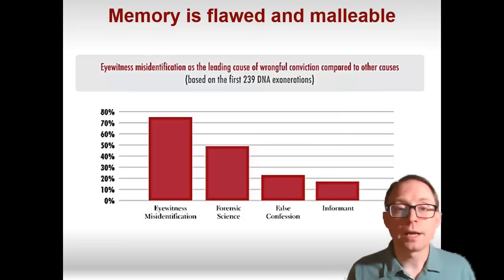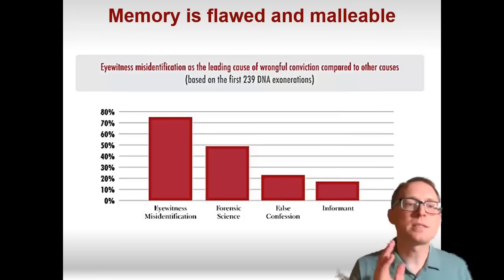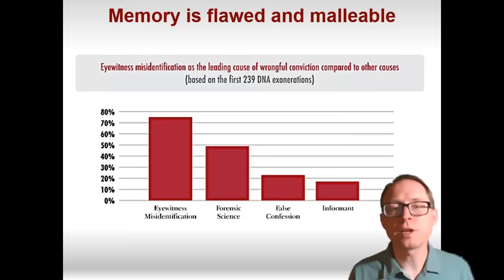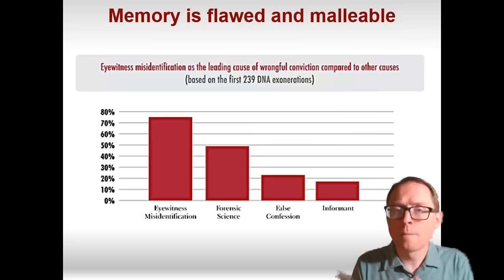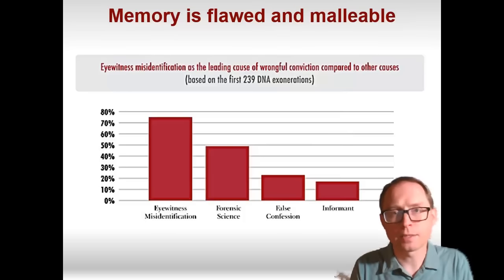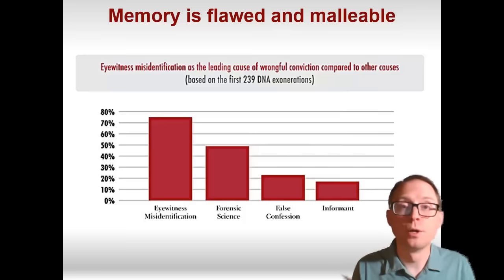Other things were less likely, but eyewitness misidentification was the highest number for people to be wrongfully convicted of a crime. Now, I am not saying that we should get rid of eyewitness identification. I'm just saying that we should know that your memory is flawed and it's malleable. And sometimes we take pieces of information now to remember things in the past. And that memory will change based off the information that we have available to us, even though that might lead us to a less objectively true memory.